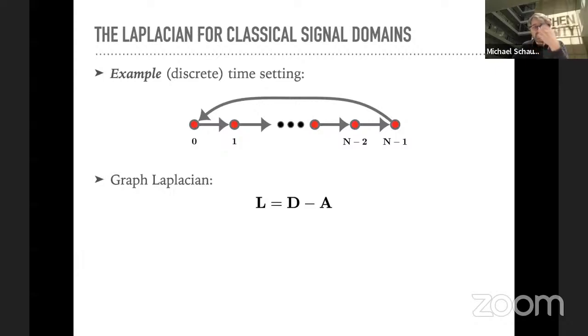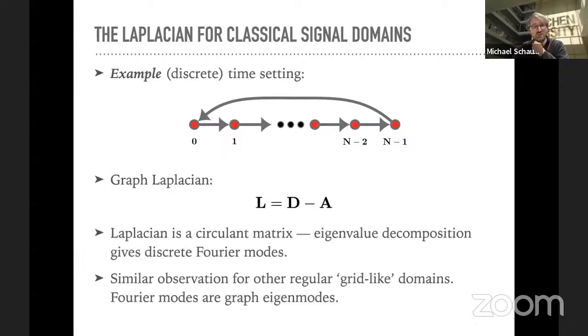And now, unsurprisingly, this is a circular graph. So the Laplacian turns out to be circulant. It's a circulant matrix. And what are the eigenvectors of a circulant matrix? Well, they are actually the discrete Fourier modes. So what it means is that the eigenvectors of the Laplacian are the standard basis for time series signals, if you want. And it's an interesting basis to work with, right?